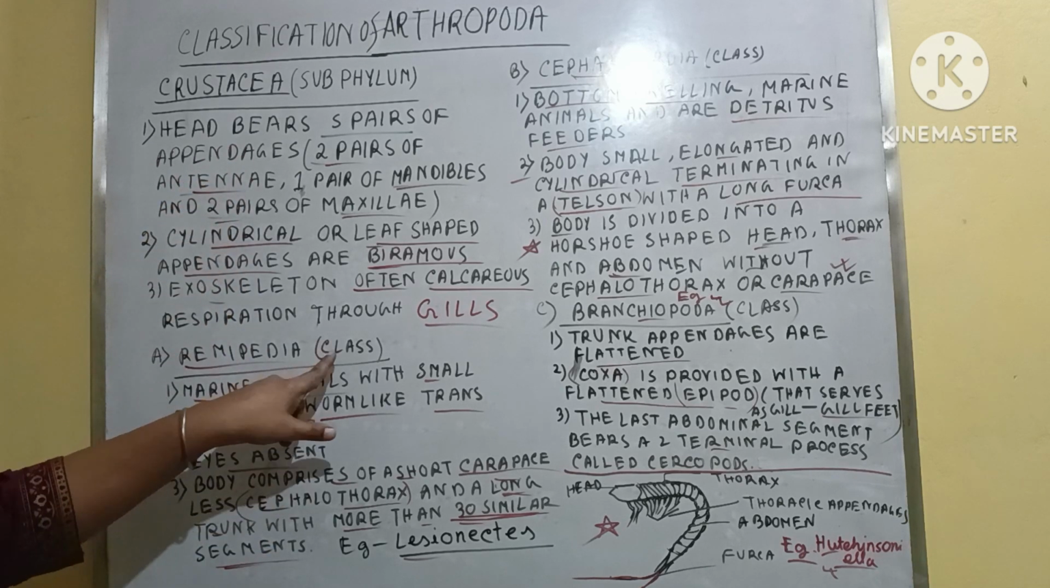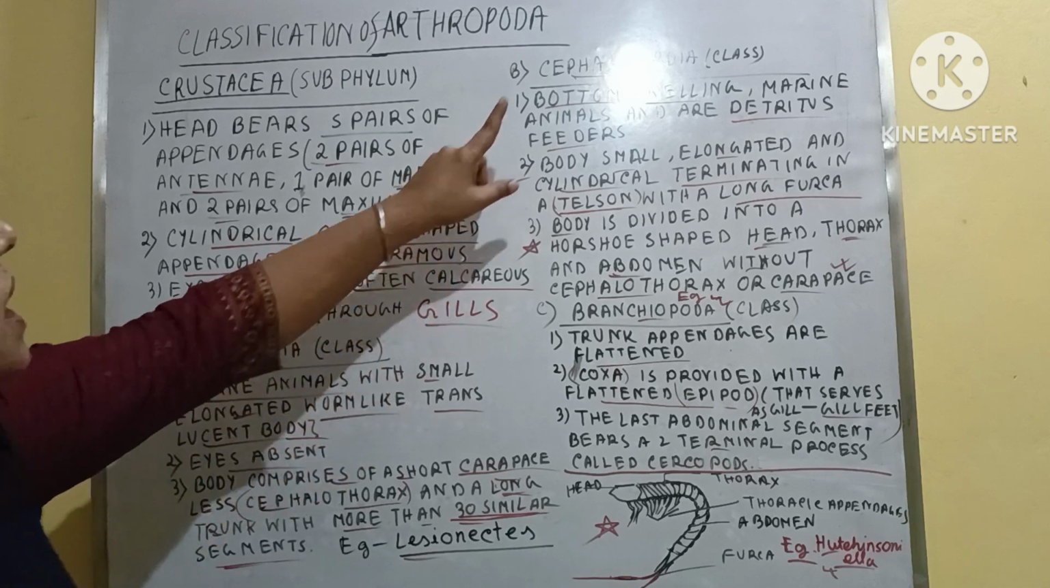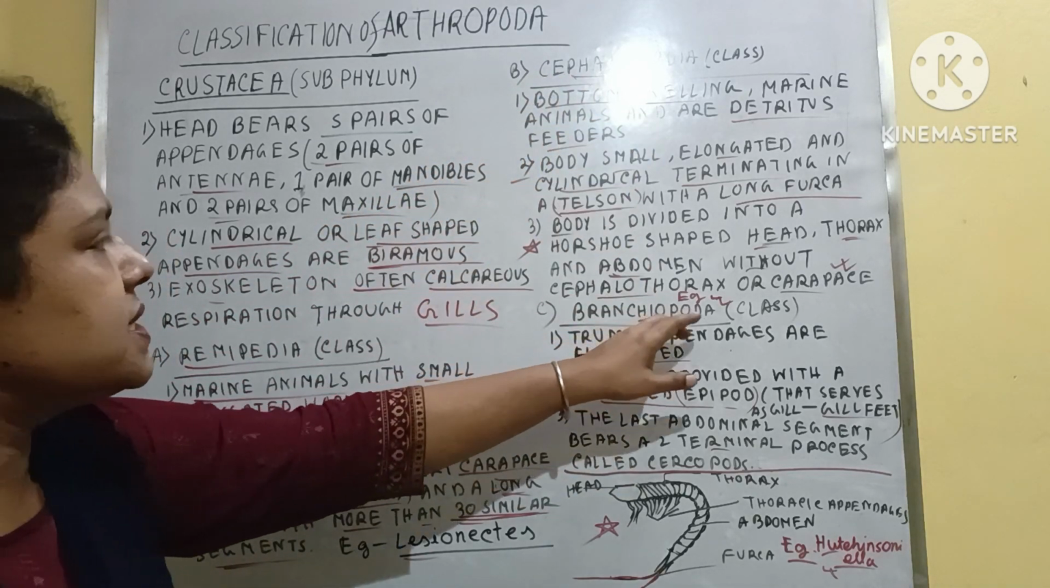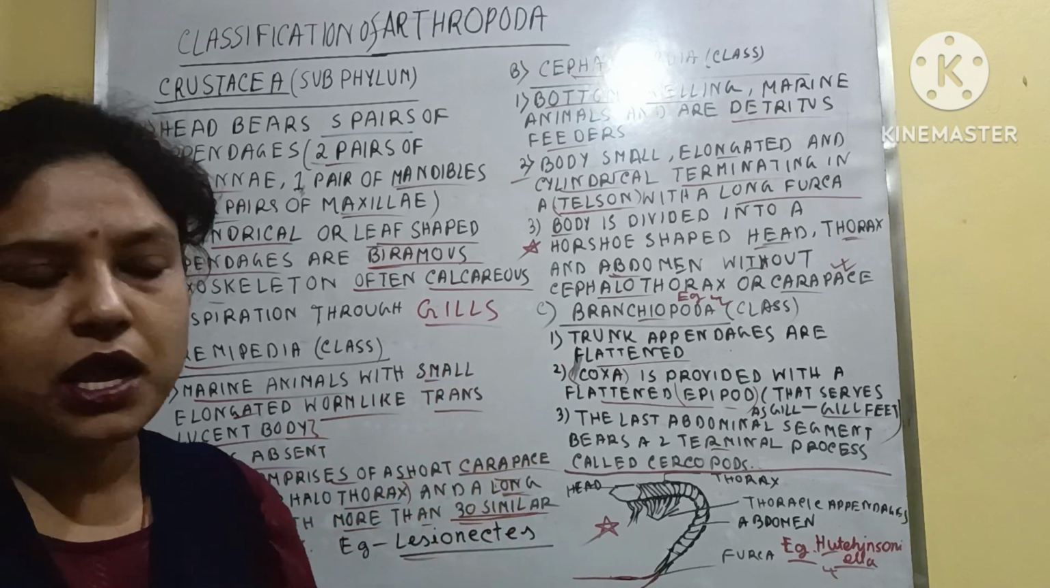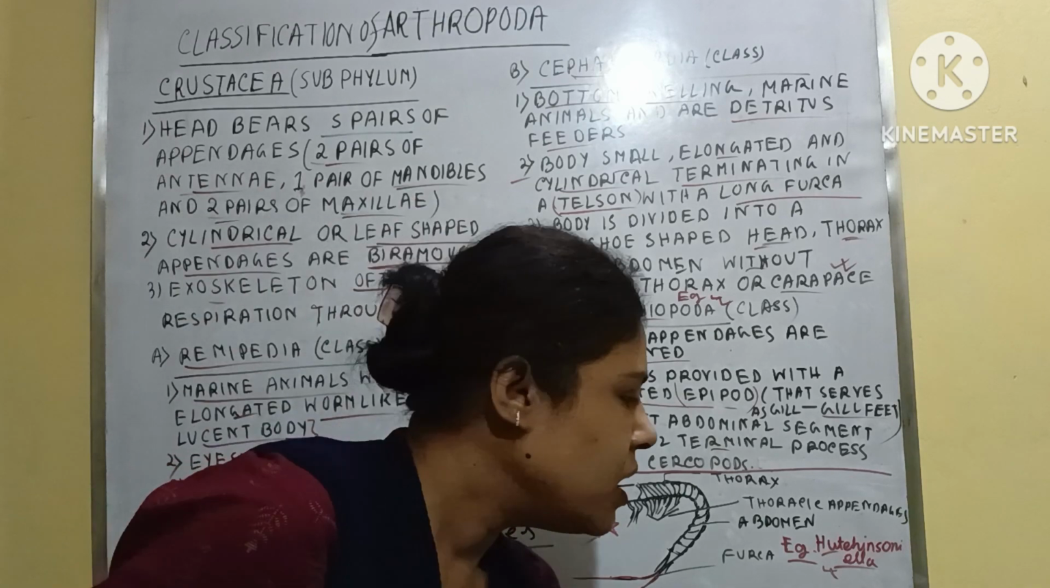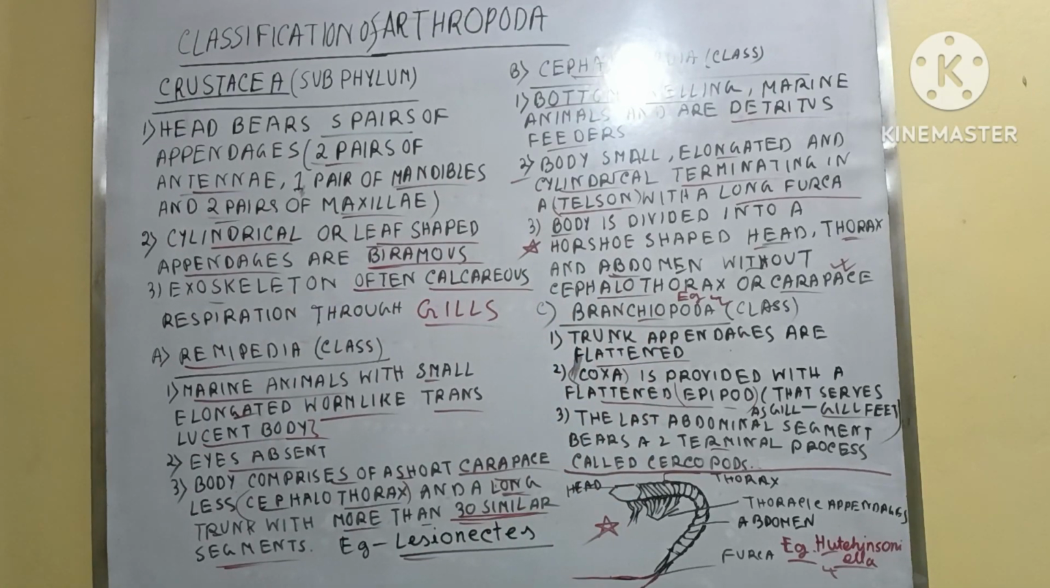So these are the features of the subphylum, then class. 3 classes actually. One is the Remipedia, second one is the Cephalocardia, and third one is the Branchiopoda. 3 classes I have explained here now. Okay, so next I will try to explain in the next part.